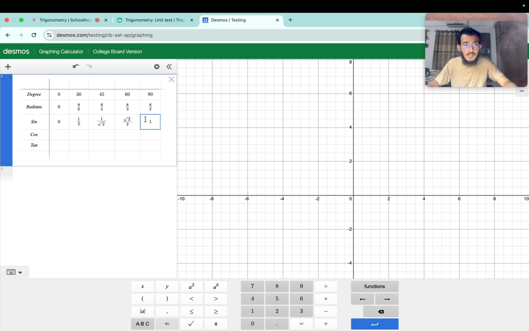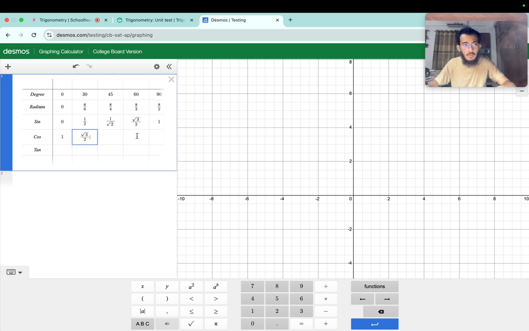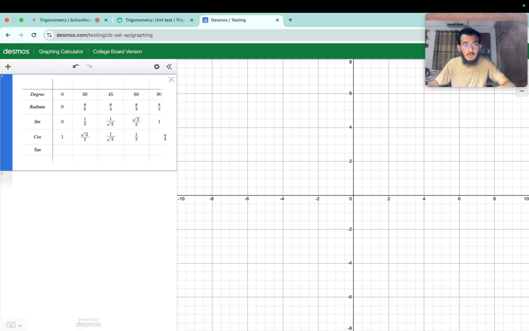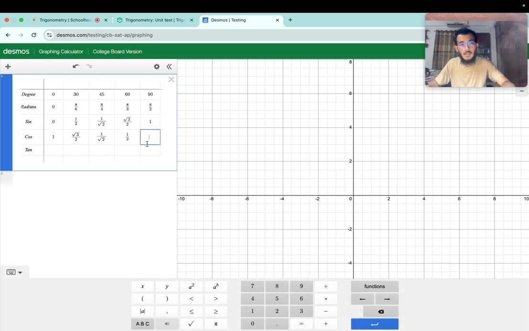And now cos will be just the opposite of that. So we'll just copy and paste from here in the opposite order. So 1, and then cos 30 would be the sine 60, cos 45 and sine 45 are the same, and cos 60 will be the same as sine 30, and cos 90 will be the same as sine 0, so 0.